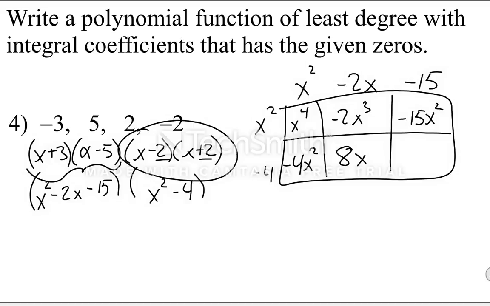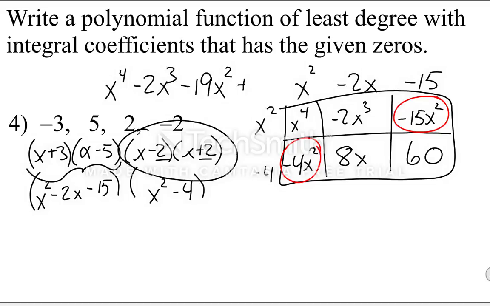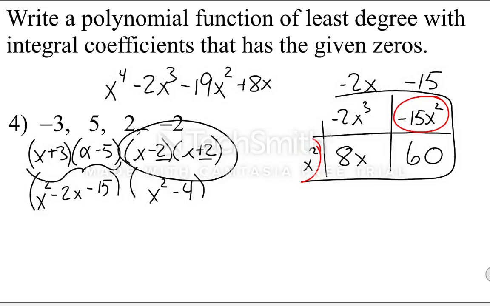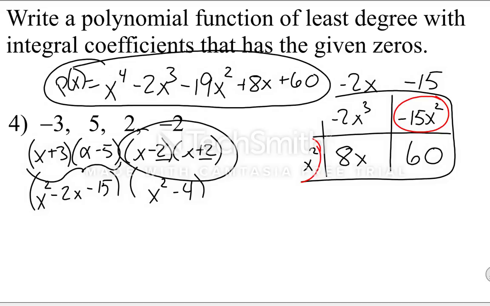8x, and 60. Now you notice the way this box is written, I have a term here and this term here. They're not on the diagonal, but technically they're opposites, right? So it might not always be diagonal, but it'll be pretty close. So x to the 4 minus 2x to the third minus 19x squared plus 8x. I'm going to run out of room. And then plus 60 is equal to p of x. And that is your answer for number 4.